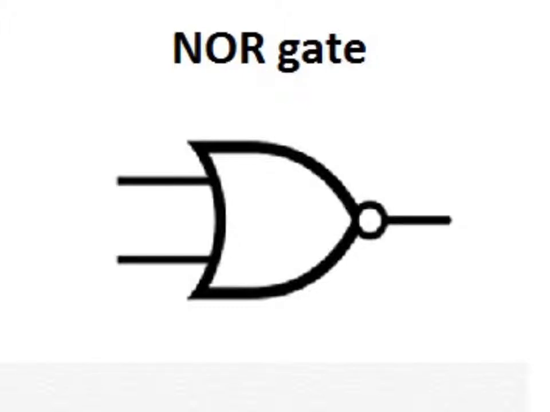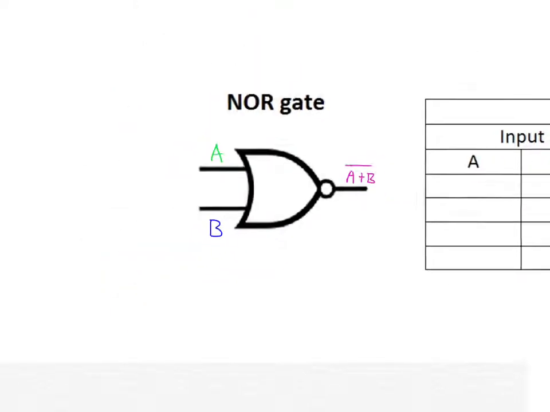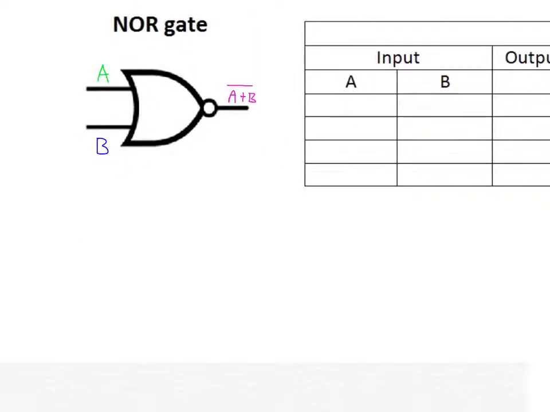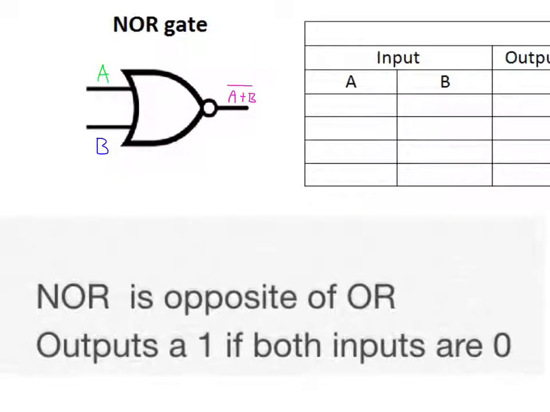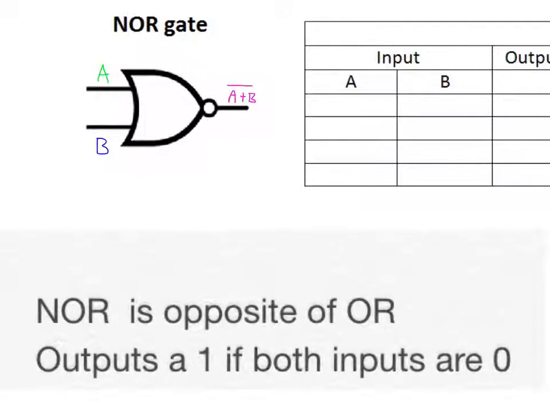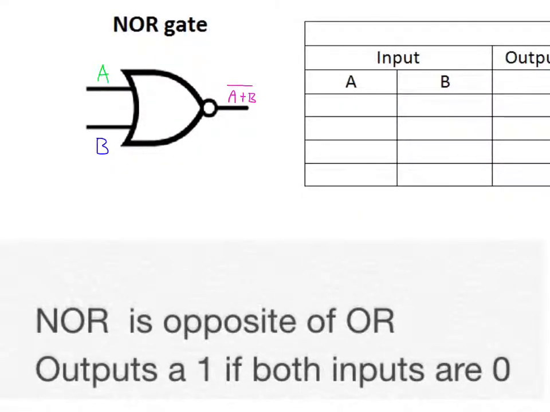It has two inputs. We'll call one A and the other B. And we'll call what it outputs not A or B. Let's look at the rule for the NOR gate. NOR is the opposite of OR. It outputs a 1 if both the inputs are 0.